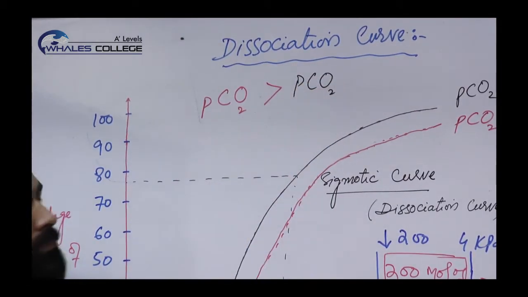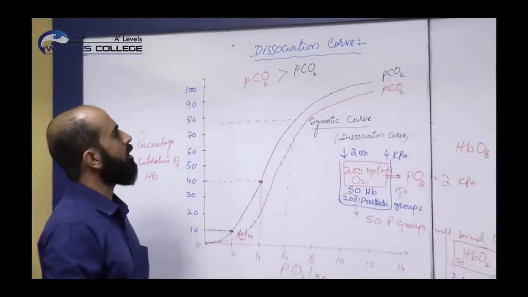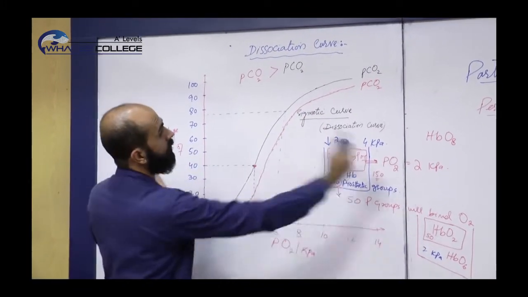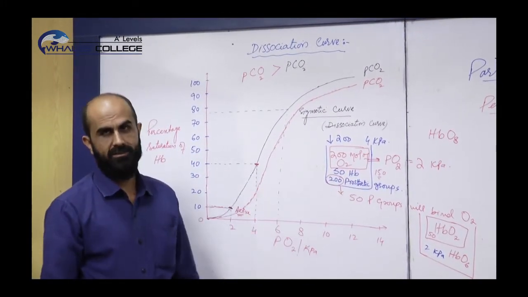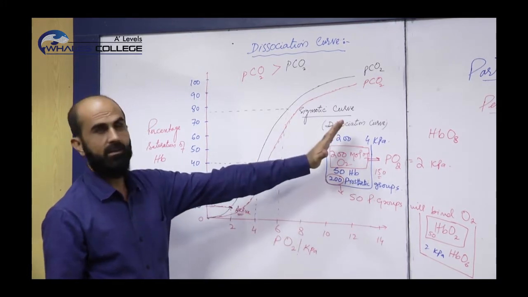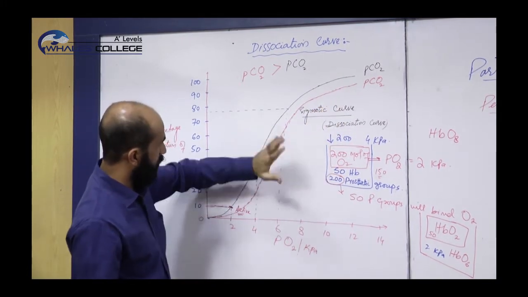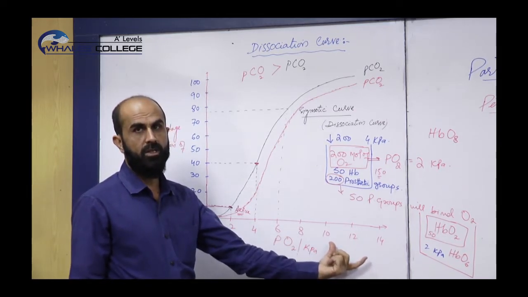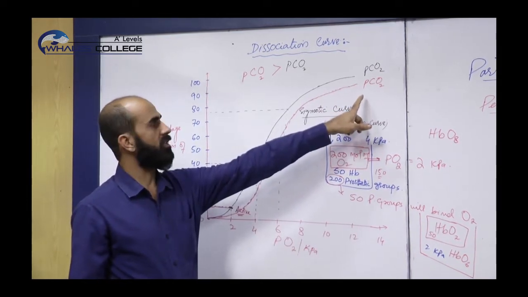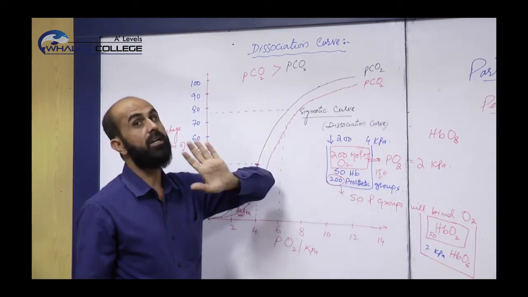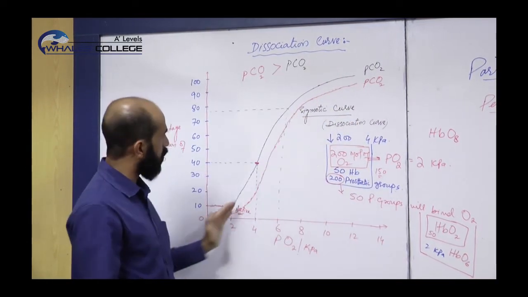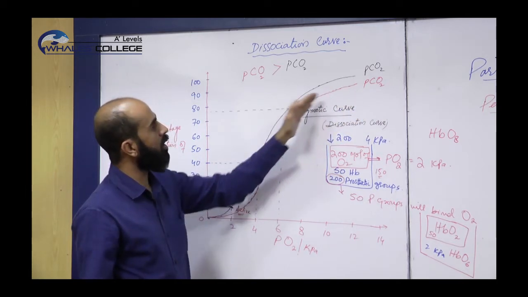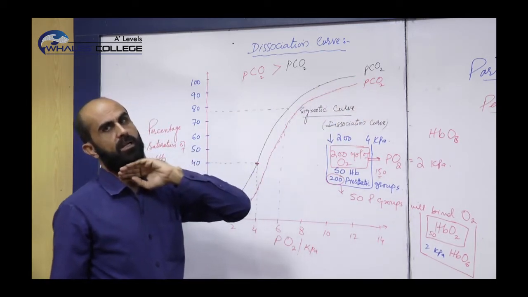in the black one. So when we increase the partial pressure of carbon dioxide, we are shifting the curve toward the right, isn't it? The right. So the partial pressure of oxygen for both the curves remains in the same format, changing with the same intervals, but the partial pressure of carbon dioxide for both the curves is different. This curve has a high partial pressure of carbon dioxide throughout, and this curve has a low partial pressure of carbon dioxide throughout.